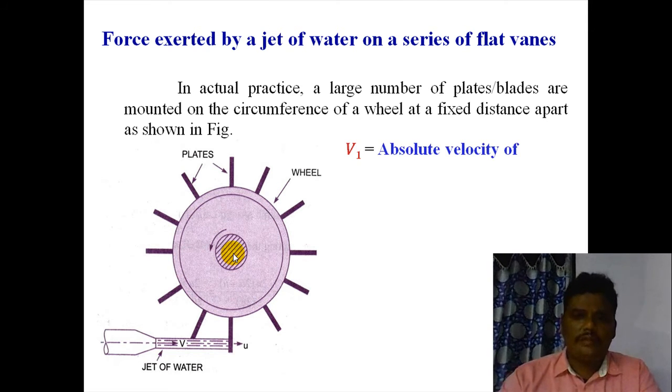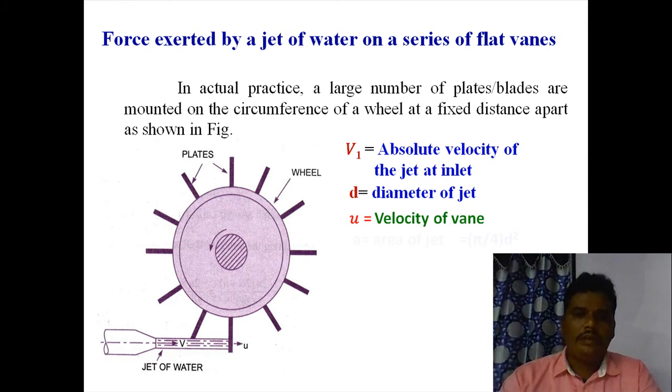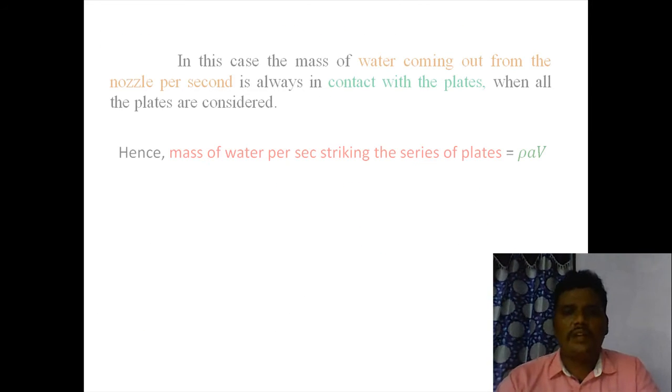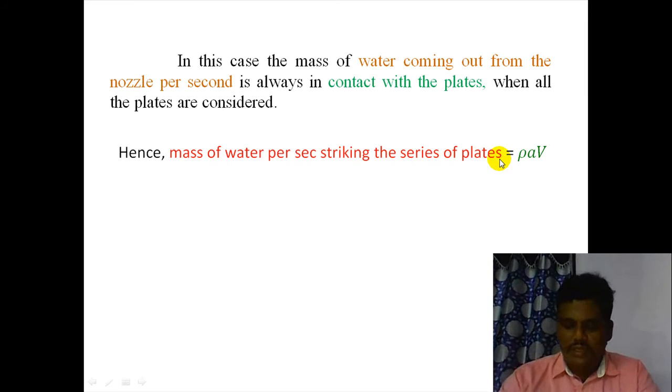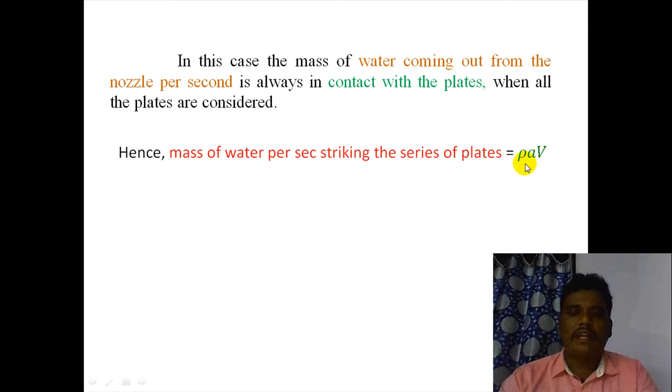V1 is the absolute velocity of the jet at inlet, d is the diameter of the jet, u is the velocity of the vane, and the area of the jet is pi by 4 d square. Next, the mass of water coming out from the nozzle per second is always in contact with the plates. The mass of water striking per second on a series of plates is rho A V. For a single plate it is rho A multiplied with V, and for a series of plates it becomes rho A multiplied with V.